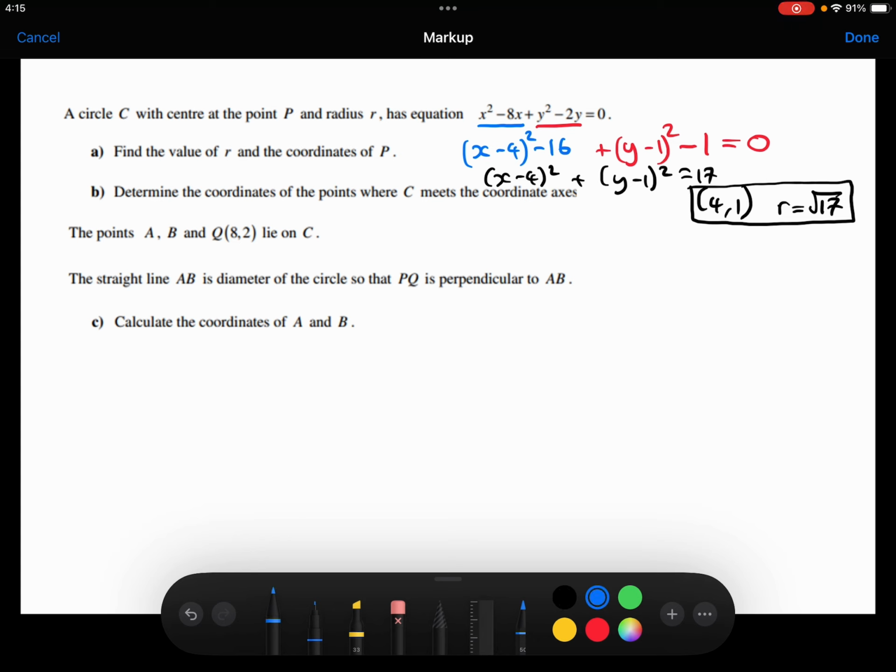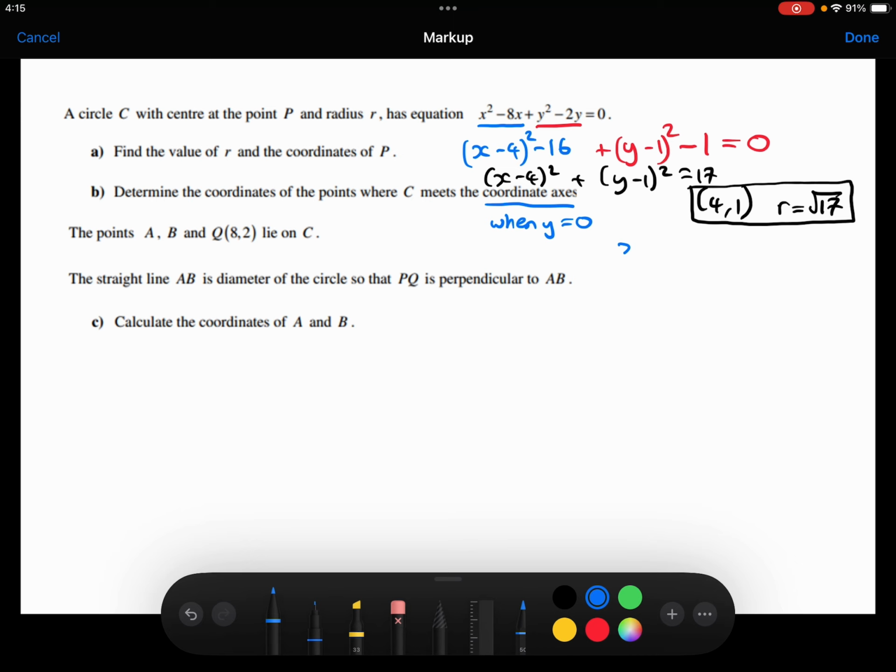Part B says to determine the coordinates where the curve meets the coordinate axes. So it's going to meet the x-axis when y is 0, and it's going to meet the y-axis when x is 0. So let's find when y is 0 first.